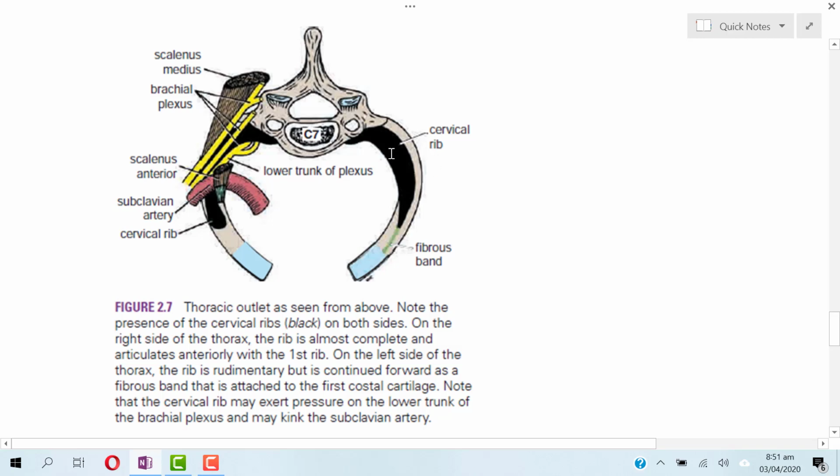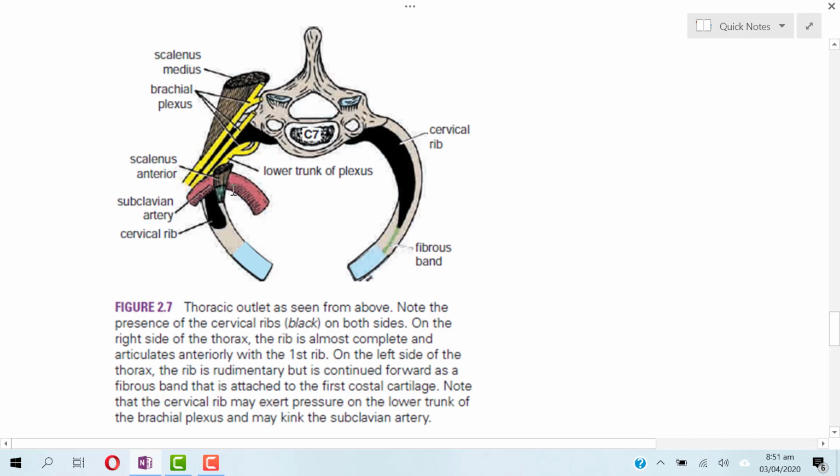If there is a cervical rib present, it can produce many problems for the patient. There are two main problems which can be produced. Number one, it will compress the lower trunk of the brachial plexus, which will produce pain on the medial side of the forearm and the hand, and it will produce wasting of the small muscles of the hand.